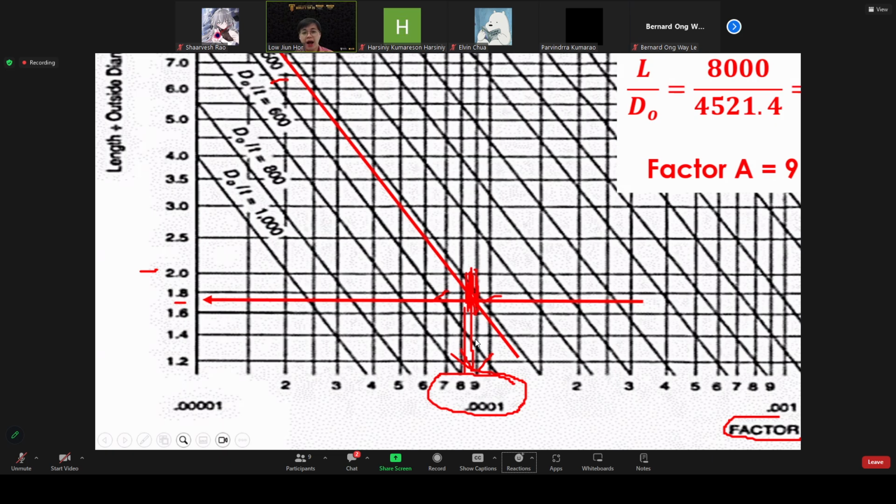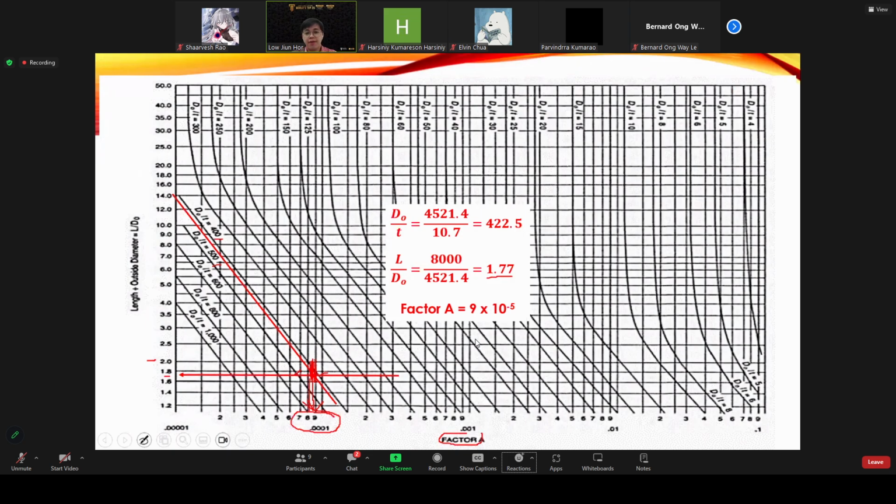So remember, interpolate here, draw a horizontal line, and then based on the two curves that we already identified, we interpolate again to see where is our ratio. Then only we go down to get the factor A here. This is not that simple. You need to make sure you know how to interpolate. This is the factor A.